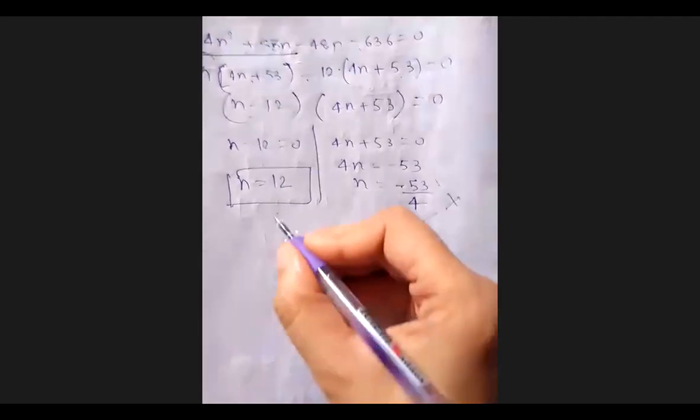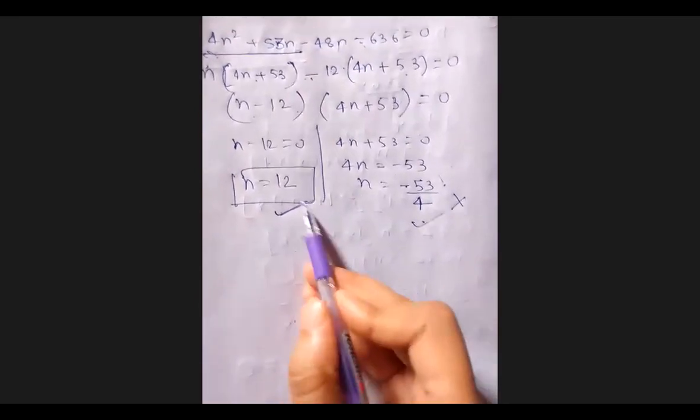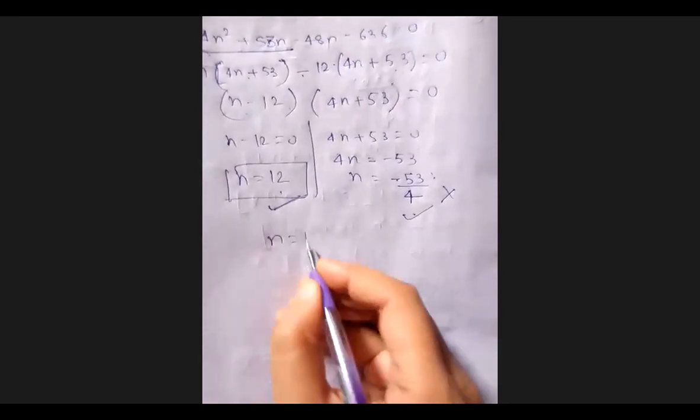So this is not a possible value of n. The possible value of n is 12. So your number of terms will be 12. Then the sum of your first 12 terms will be 636. Now you got it, Muskan? Yes, Muskan, I'm asking, please tell yes or no. Okay.